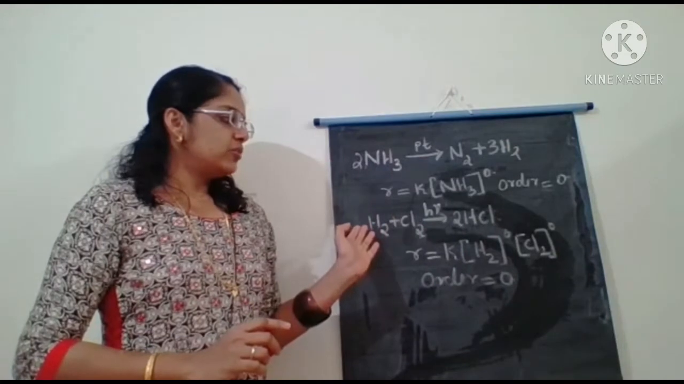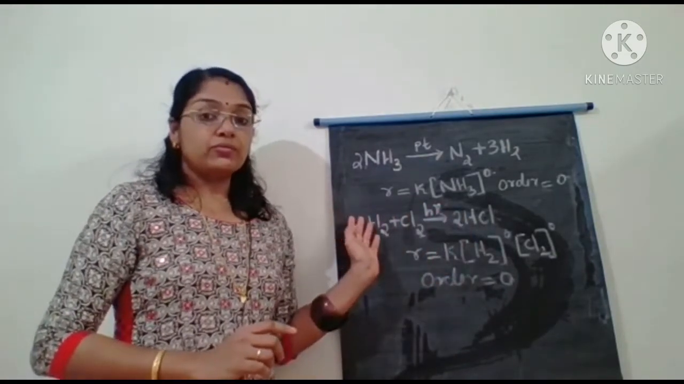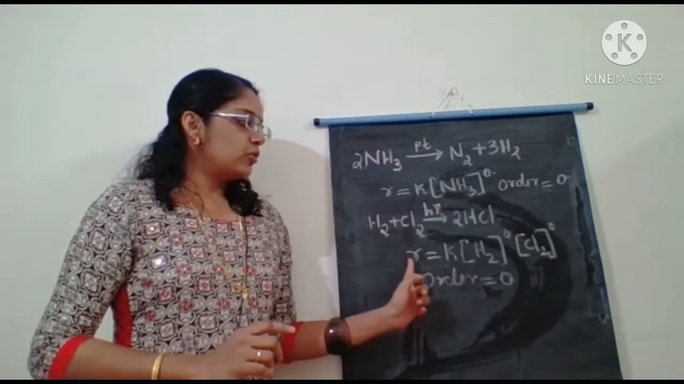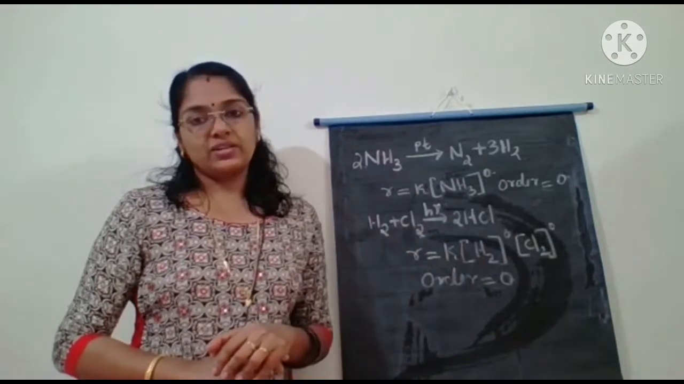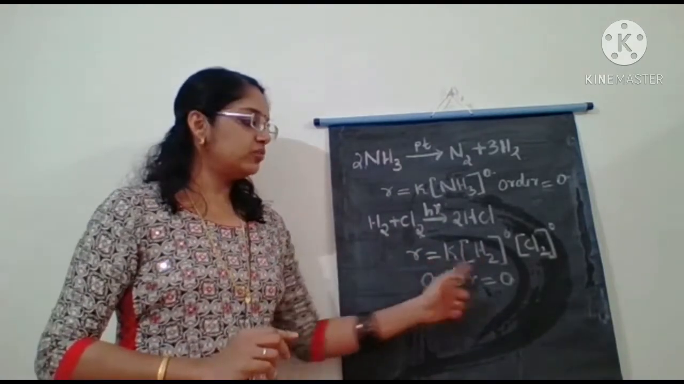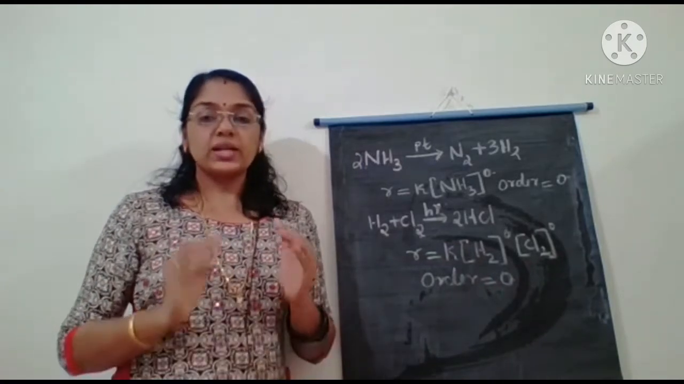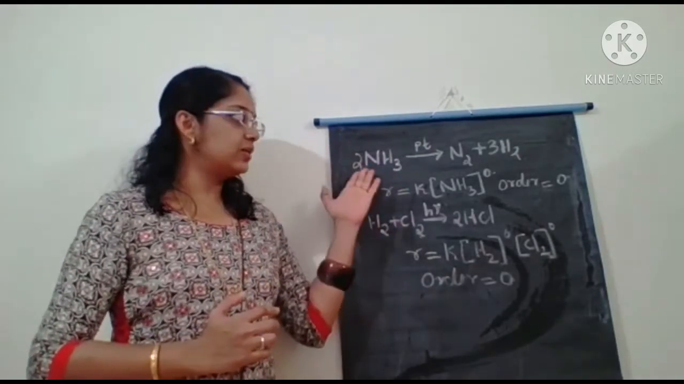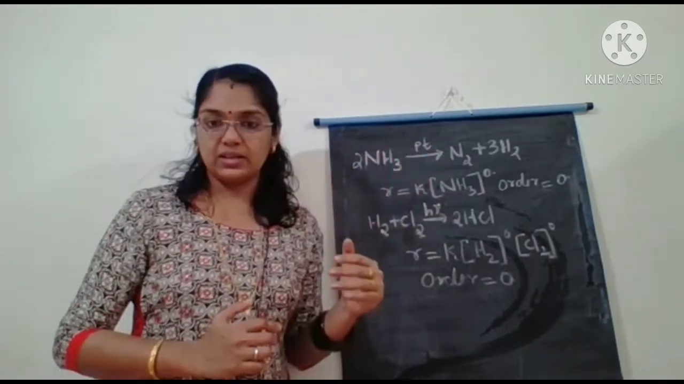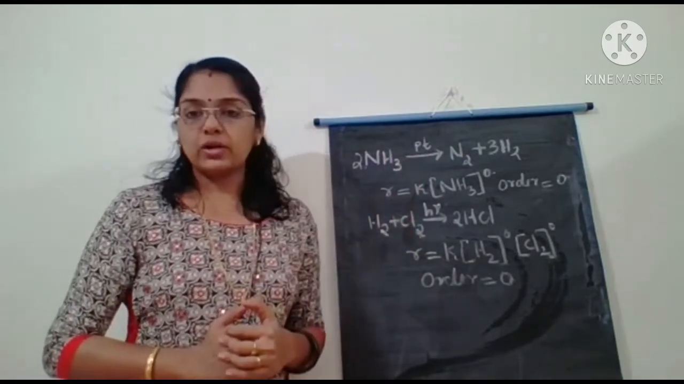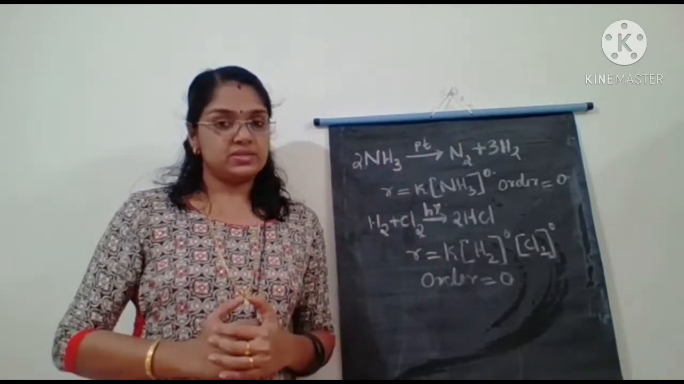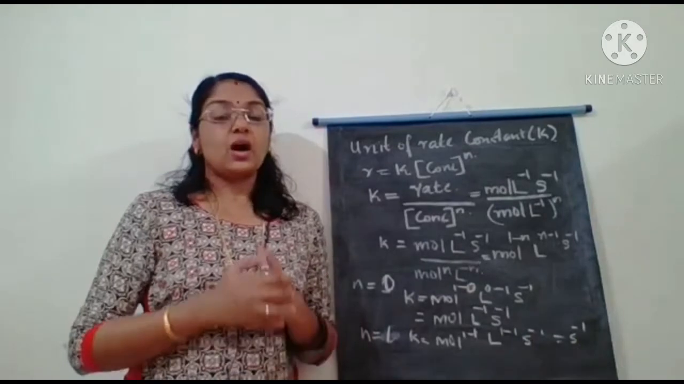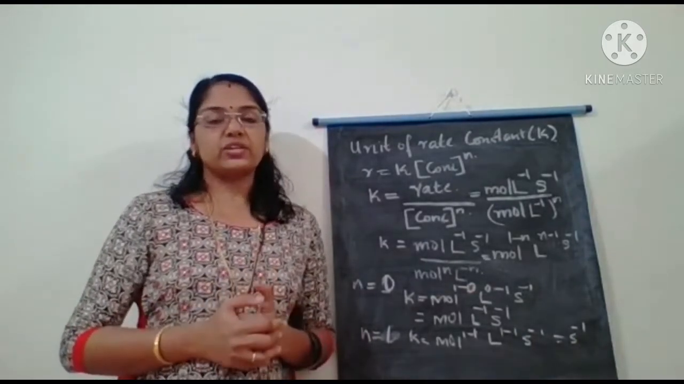Again, consider the formation of hydrochloric acid by the photochemical combination of hydrogen and chlorine. Here the rate is found to be independent of the concentrations of hydrogen and chlorine. That means the order of the reaction is 0. So there are some reactions which have zero order. These are some examples: the decomposition of ammonia in the presence of a catalyst, either gold or platinum, and the photochemical combination of hydrogen and chlorine to form HCl, which is also an example of a zero order reaction.